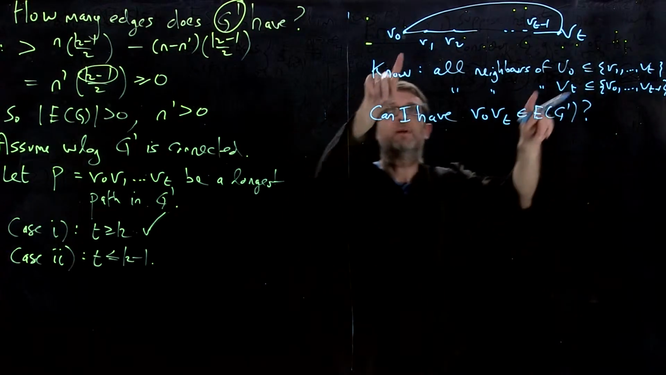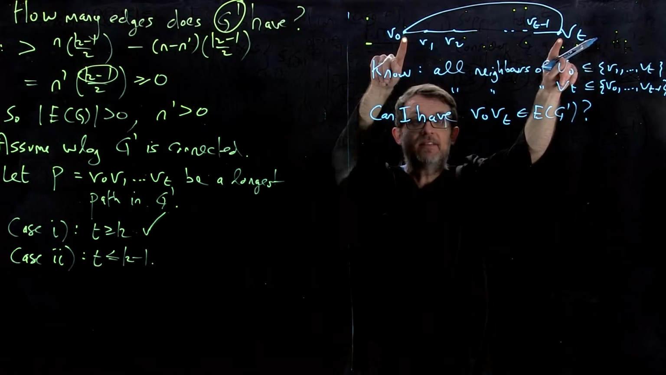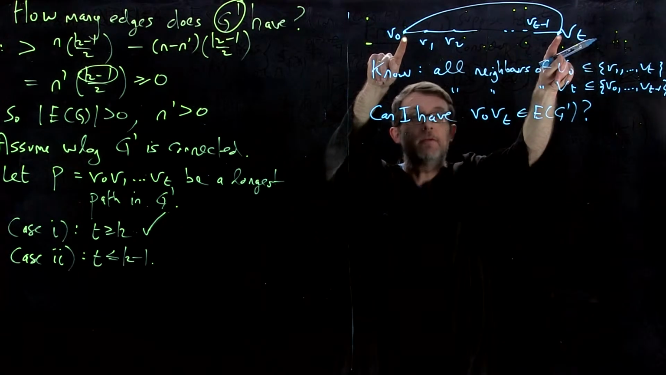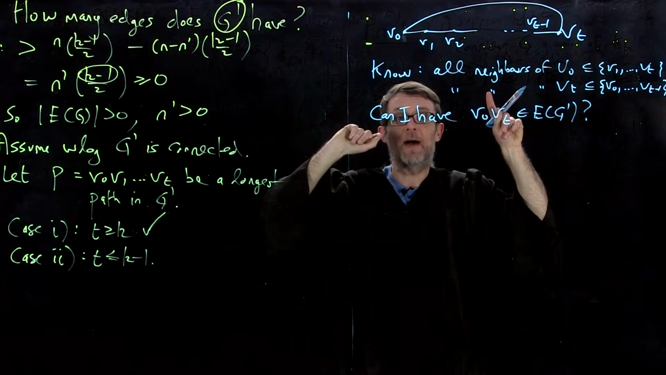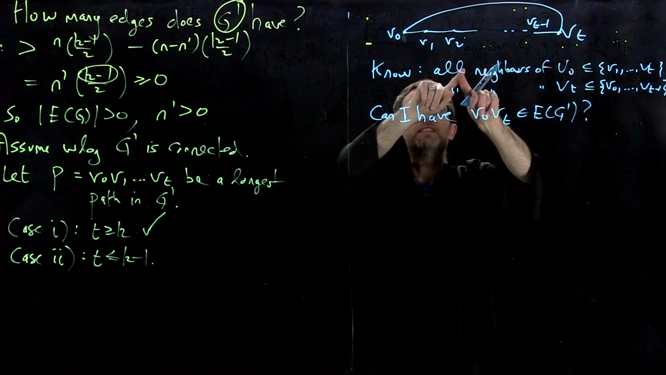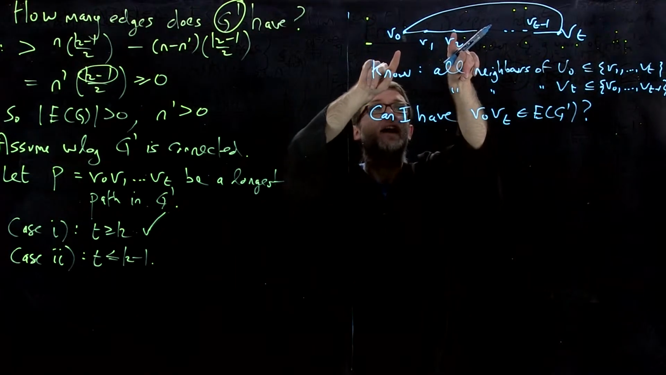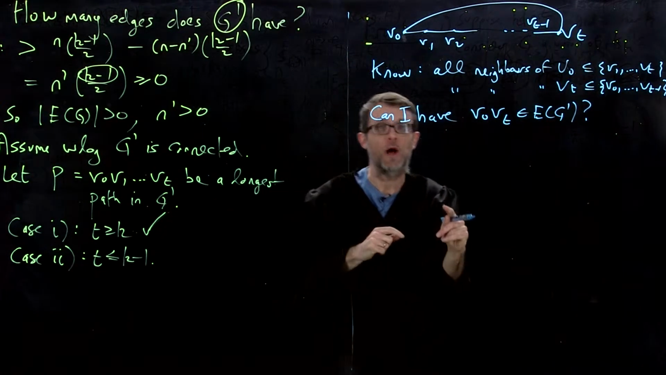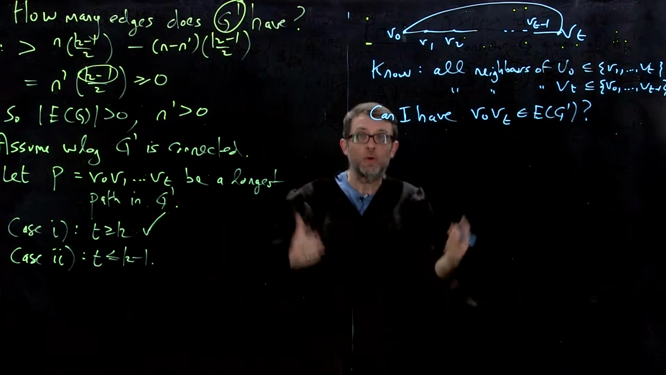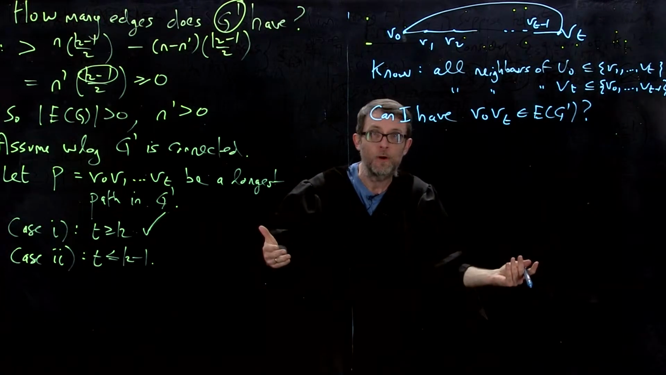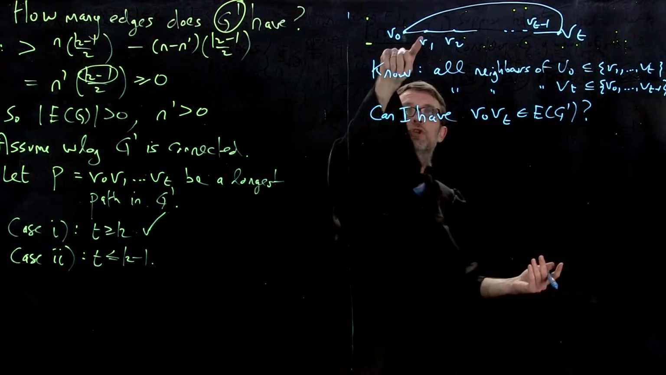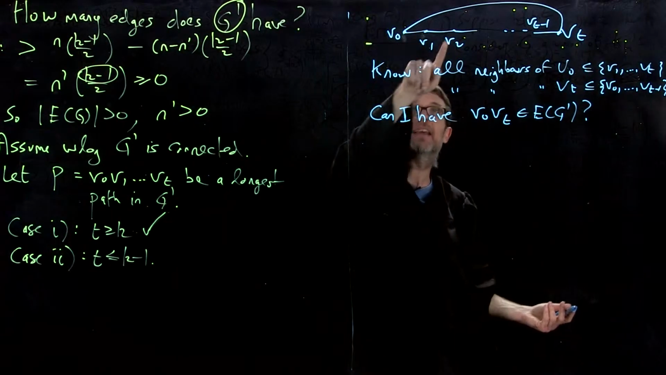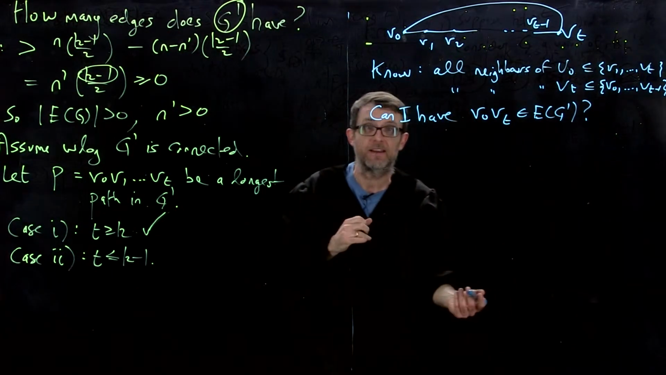Now, notice that because v0 to vt was a path, I argued that all of the neighbors of v0 have to be inside the path, and all of the neighbors of vt have to be inside the path. But now if I have a cycle, I can break the cycle. I can start at v2, go up to vt, back to v0, along to v1. And that will give me an equally long path to the path I had before. And the same argument will show that v1 has to have all of its neighbors inside the path, and v2 has to have all of its neighbors inside the path.